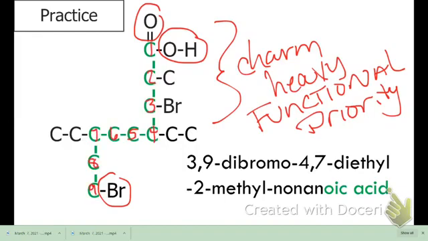On carbon 9 and carbon 3, you have 2 bromos, so that's 3,9-dibromo. On carbon 4 and 7, you have 2 ethyls, so that's 4,7-diethyl. On carbon 2, you have a methyl, so that's 2-methyl. These are 9 carbons, which is non-named, but there's only one carboxylic acid, so we get rid of the E, and that's oic acid. If you got this correct, you're doing just fine. If you're still having difficulty, continue to practice.